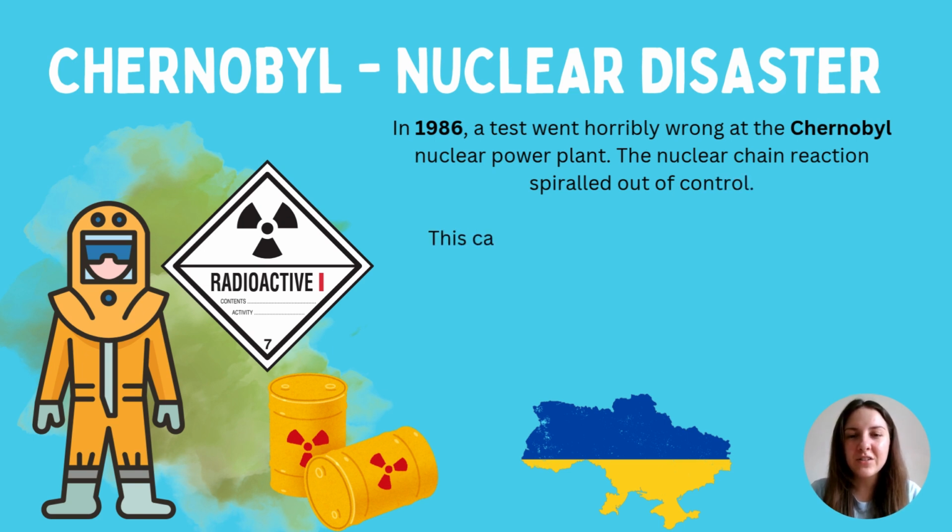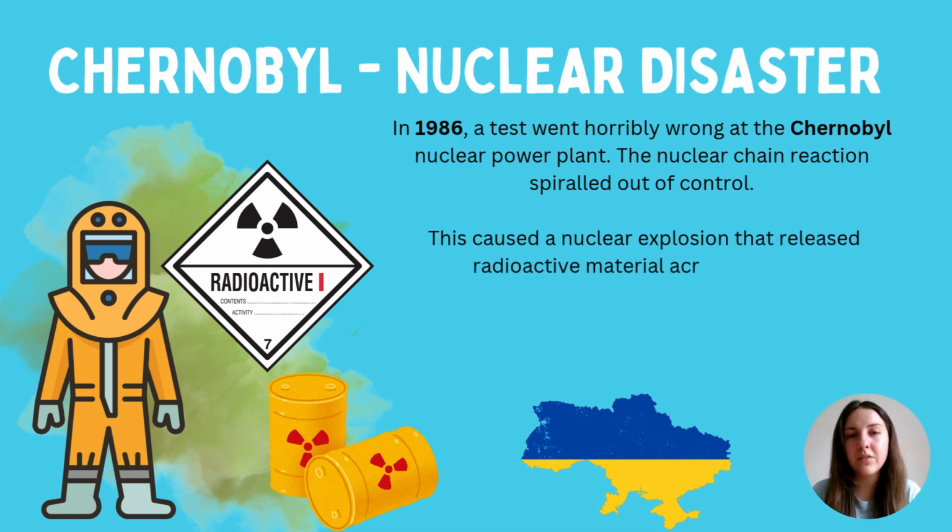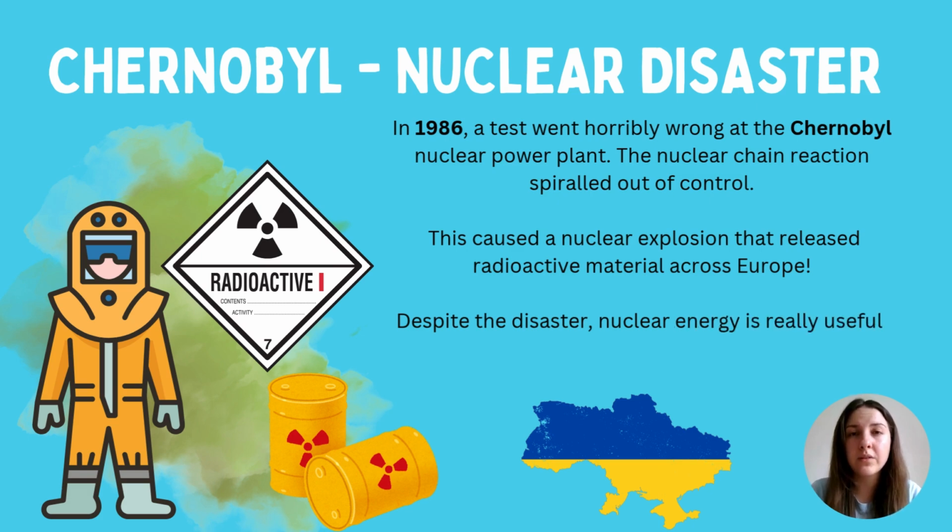So let's get started. Let's talk about this idea of nuclear fission with a real world example. Unfortunately, this was more of a disaster than anything else. It was a situation that occurred in Ukraine in 1986 in a place called Chernobyl. And this is quite a well-known, well-documented disaster where nuclear reactions essentially went wrong.